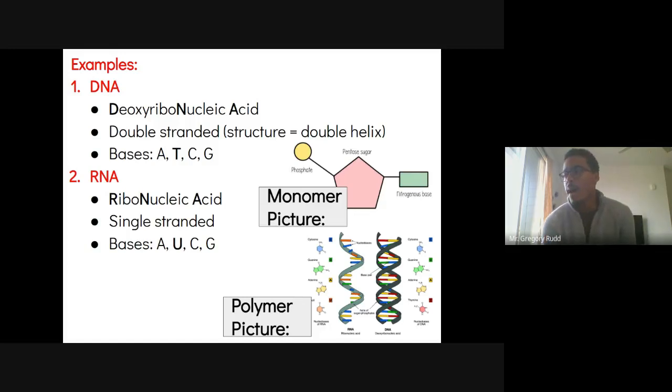So I've always thought that the monomer, the picture of a nucleotide, looks like a house with a satellite sticking out of it. That's the phosphate group. The house is the pentose sugar, and with a flag as well. The nitrogen base is the flag.